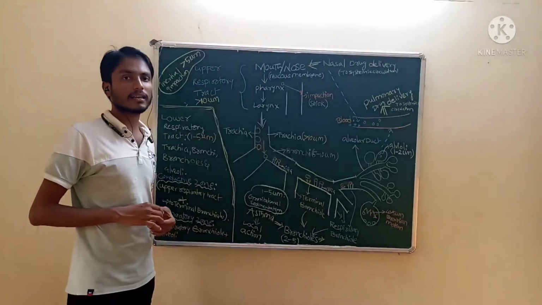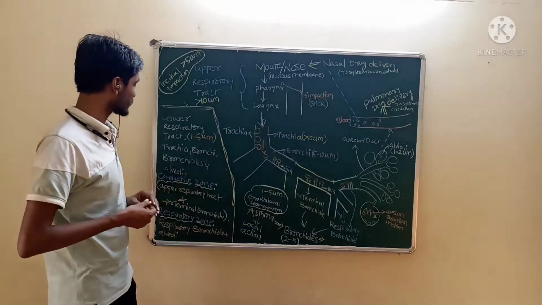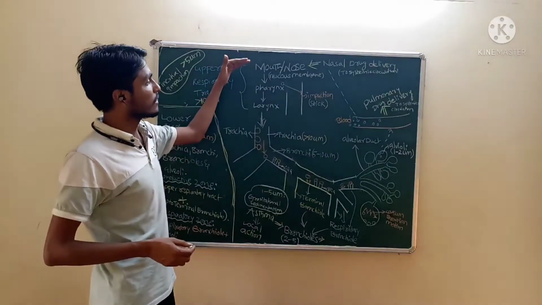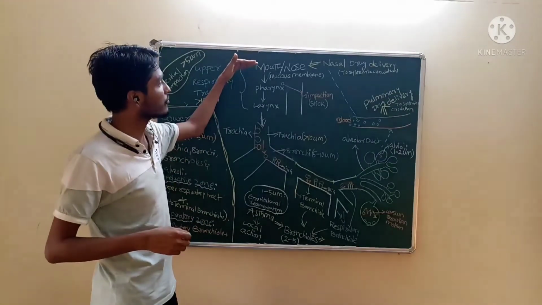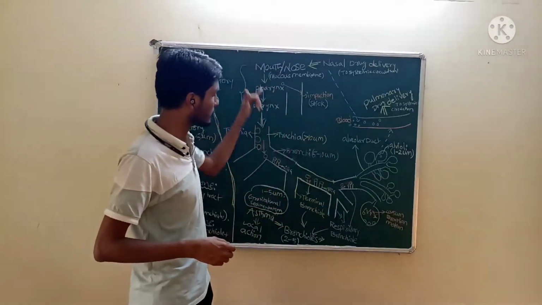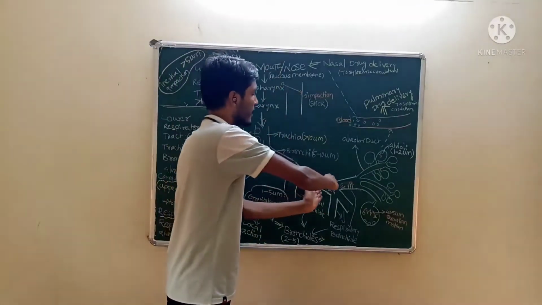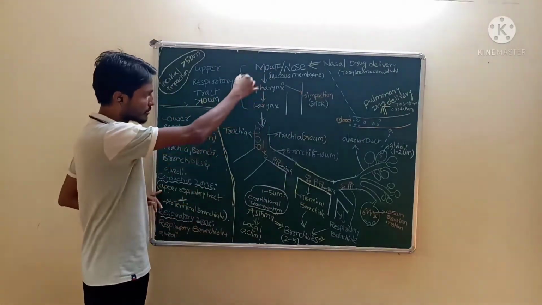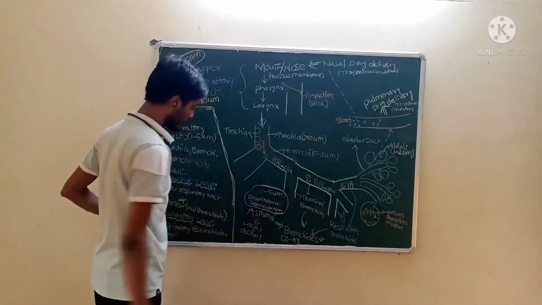Next, depending upon the function, how can we divide the respiratory system: the conductive zone. The conductive zone is the region which will conduct the gases, from the mouth up to the terminal bronchiole. This region will just conduct the air. So the upper respiratory tract up to the terminal bronchiole we call the conductive zone.